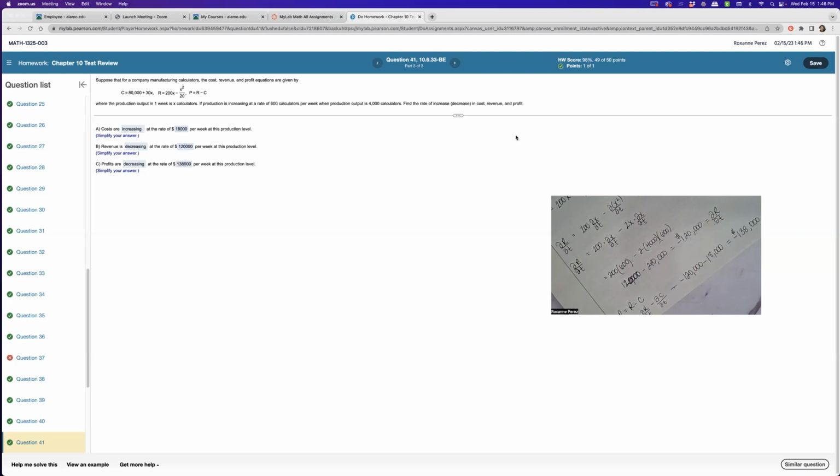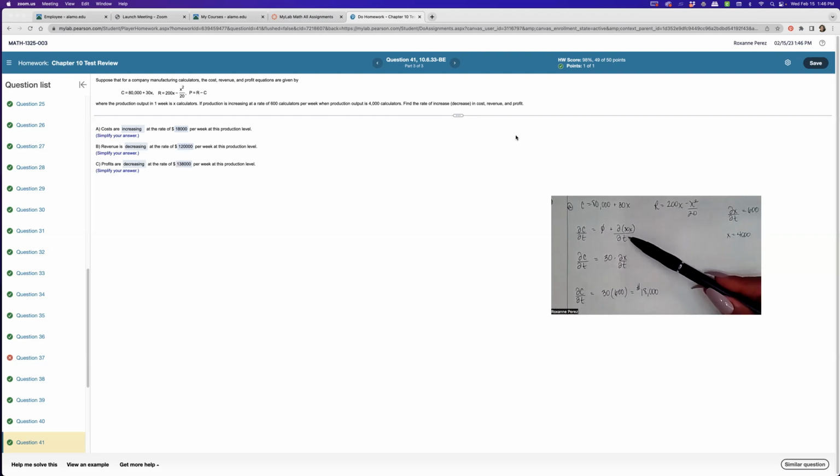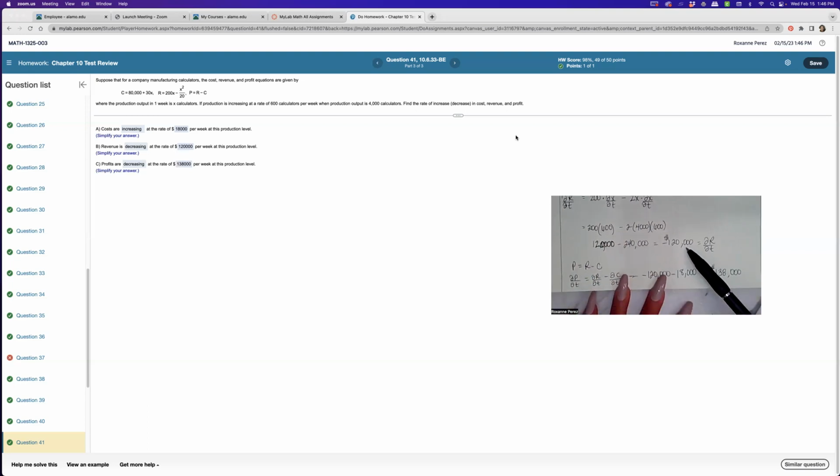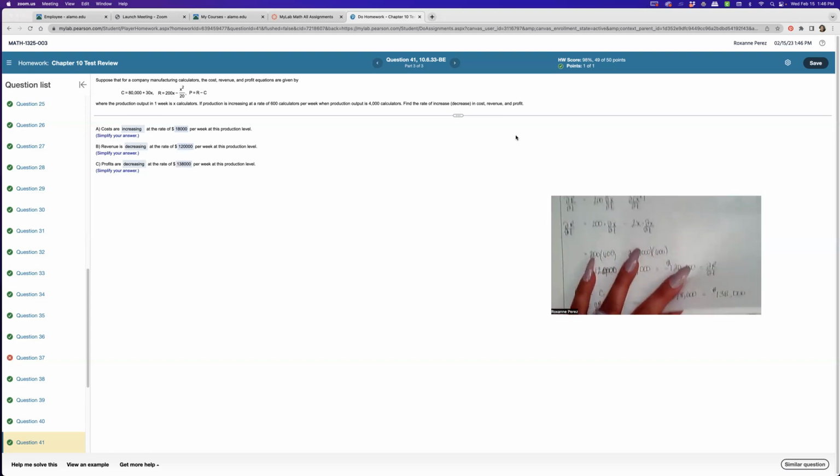Okay. And so you're going to determine that they're increasing or decreasing based on the sign of your value. So costs are increasing at a rate of $18,000 per week at this production level. Revenue is decreasing at a rate of $120,000 per week at this production level, and profit is decreasing at a rate of $138,000 per week at this production level.